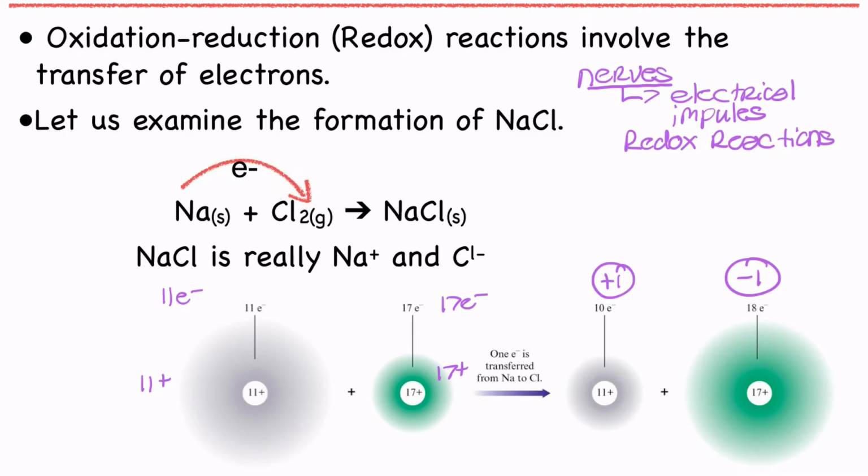If we balance the equation, we need to put a 2 in front of the sodium and a 2 in front of the sodium chloride. We also need to put a 2 in front of the e negative. In the production of sodium chloride, 1 electron is transferred for each molecule of sodium chloride produced.